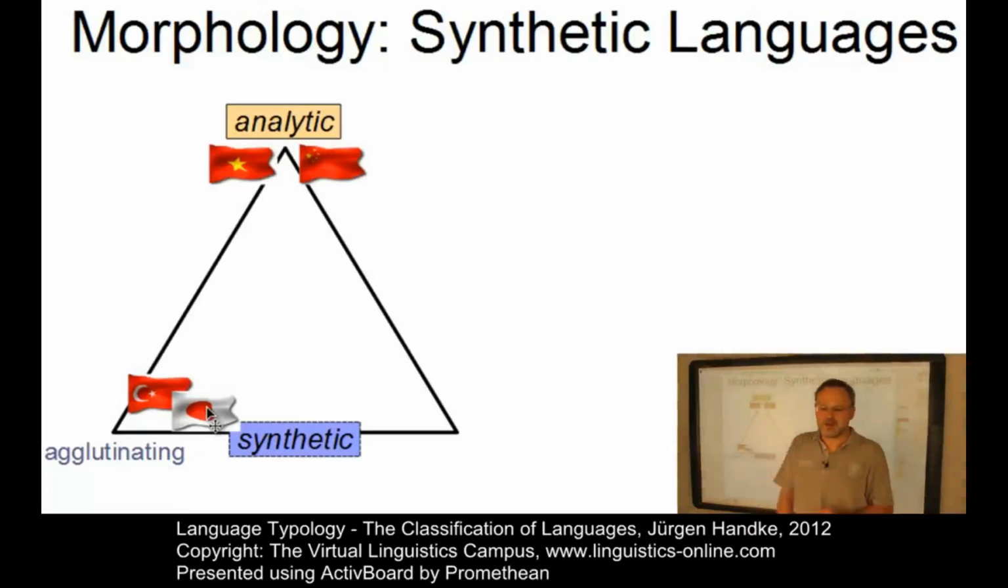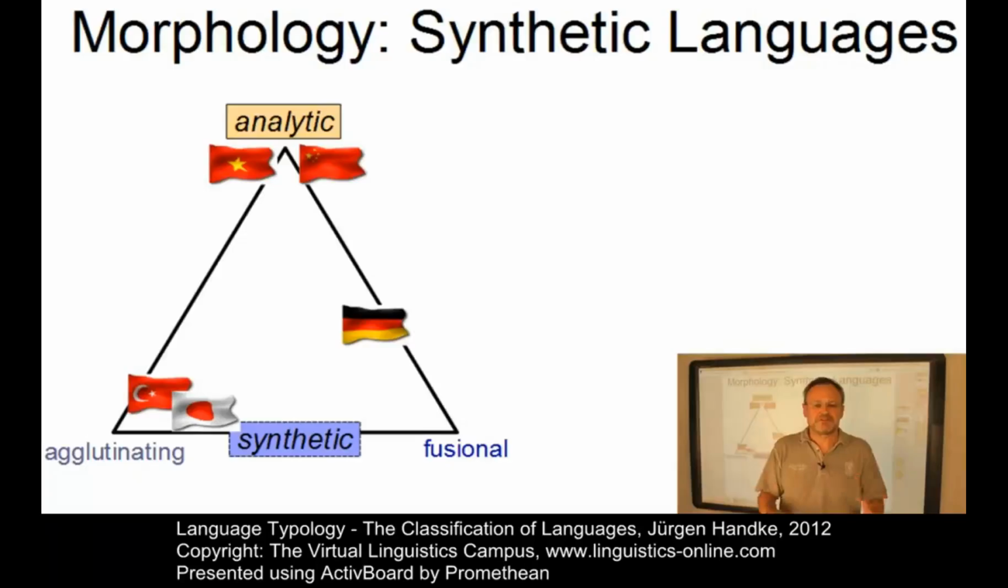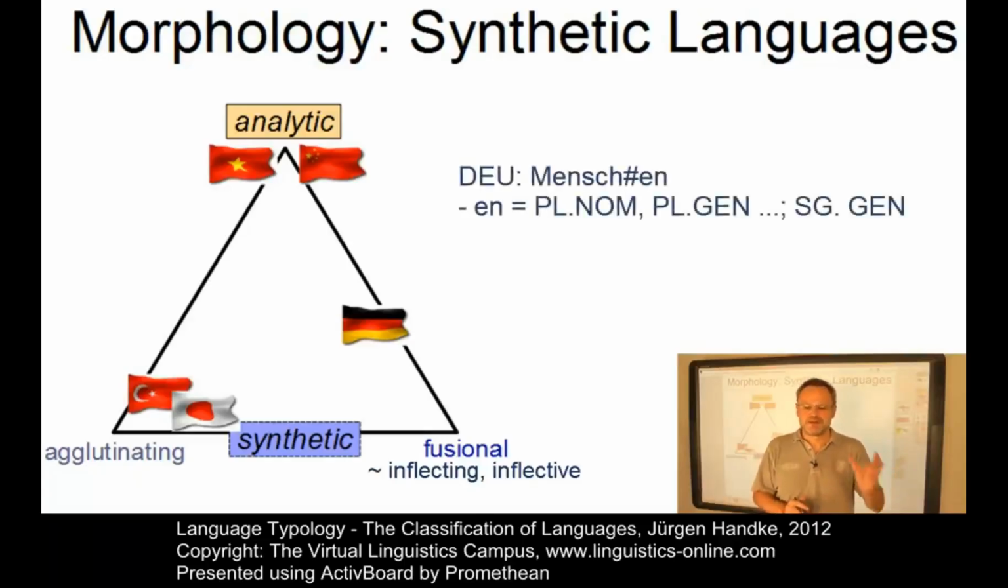On the other hand, we have synthetic fusional languages like German, where the dependent morphs often have several grammatical functions associated with them. In fusional or inflecting or inflective languages, there are no clear-cut boundaries between the morphs. Also, several grammatical properties are often fused together to give a single unsegmentable morph.